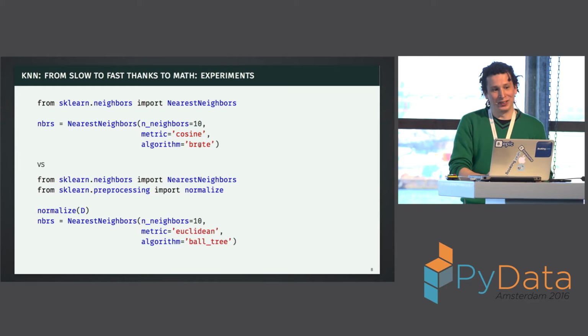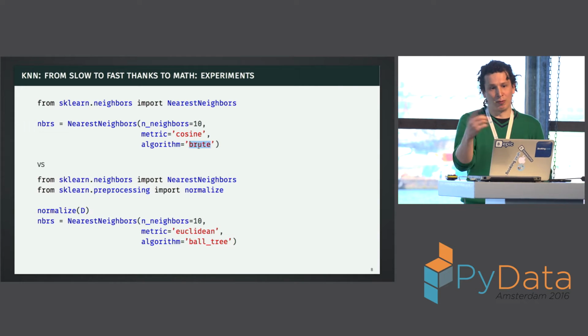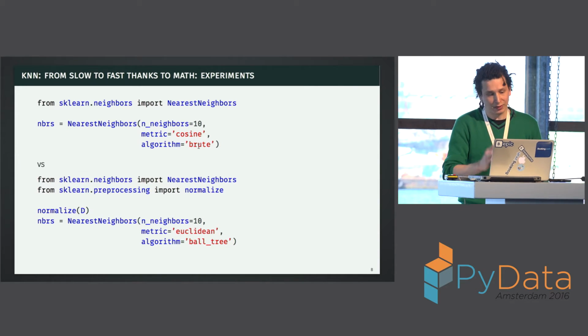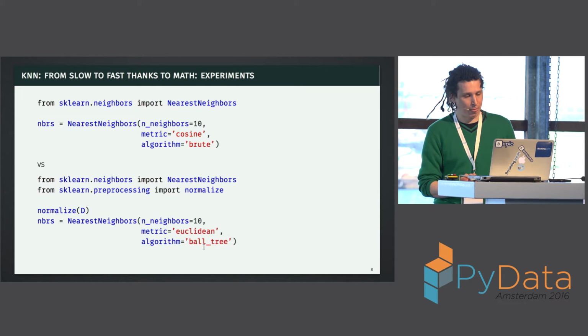But you need to use, of course, brute force, because that's the only thing you can do. If you try to pass a ball tree or KD tree here, it will blow up. So that makes sense. Versus another version, which is the trick version, where I just normalize all my data set first. And then I use Euclidean with the ball tree, which is one particular space partitioning tree.